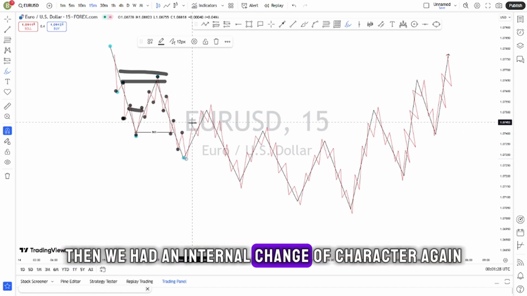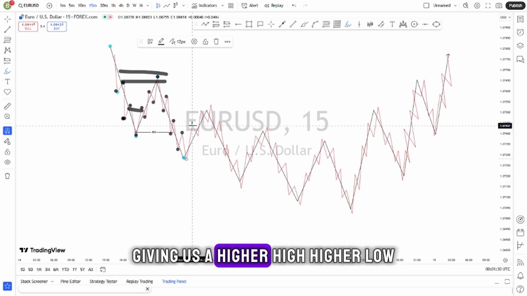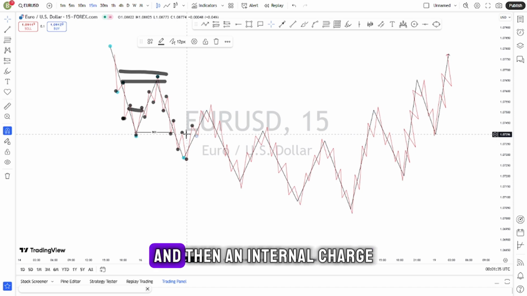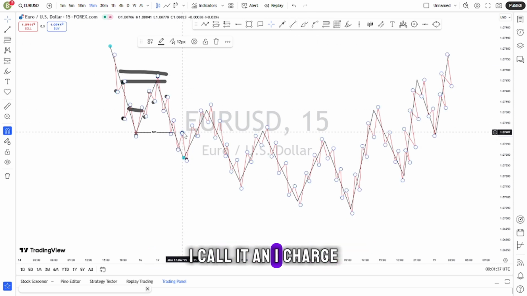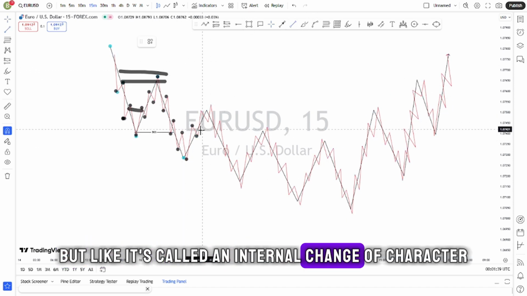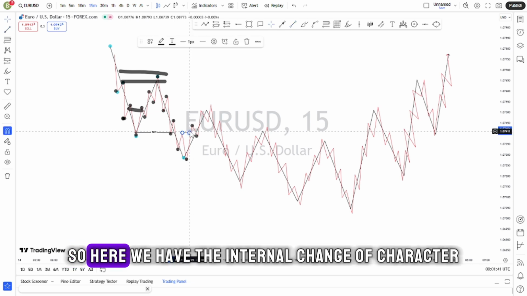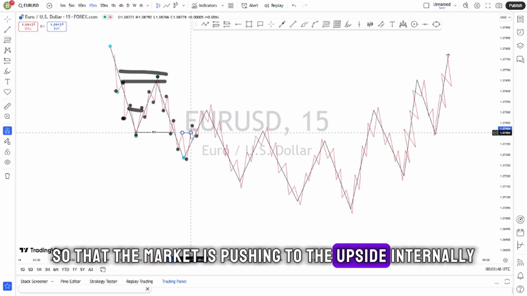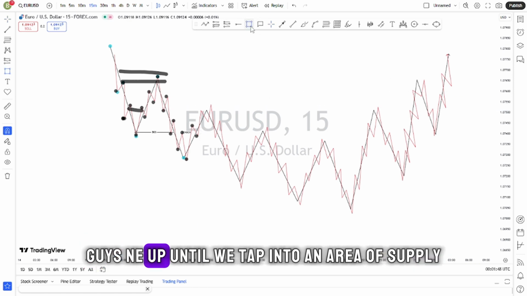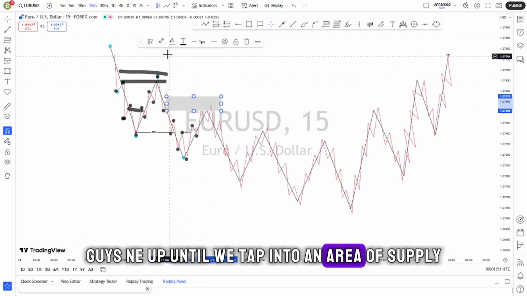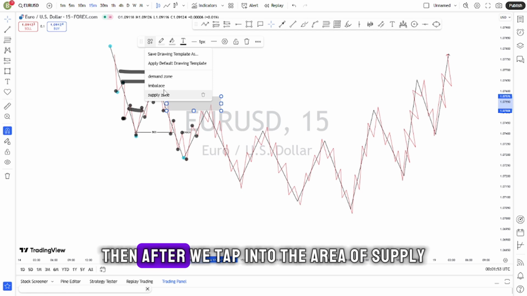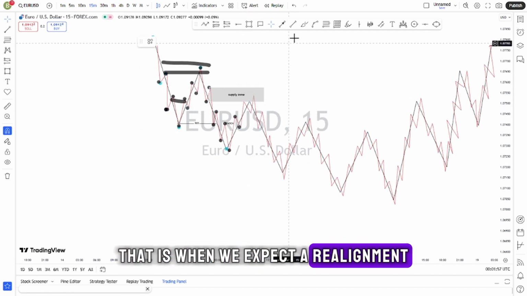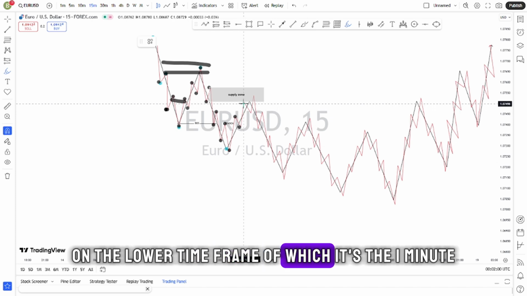Then we had an internal change of character again, giving us a higher high, higher low, of which this is an I-CHoCH here. I call it an I-CHoCH, but it's called an internal change of character, guys. So here we have the internal change of character, so the market is pushing to the upside internally, guys, until we tap into an area of supply. Then after we tap into the area of supply, that is when we expect a realignment on the lower time frame, of which it's the 1 minute.